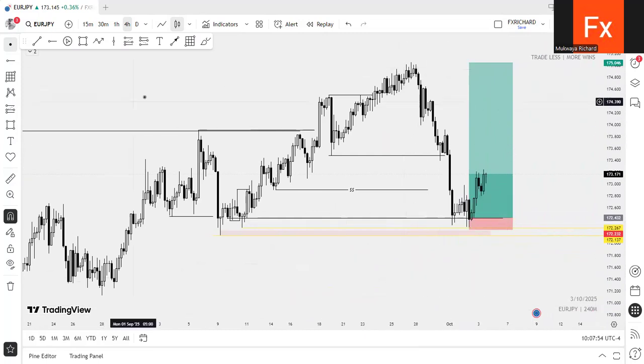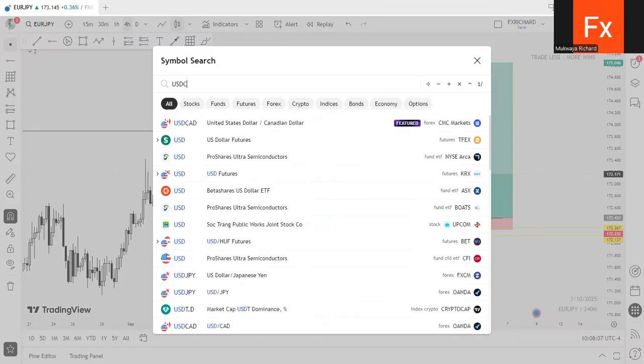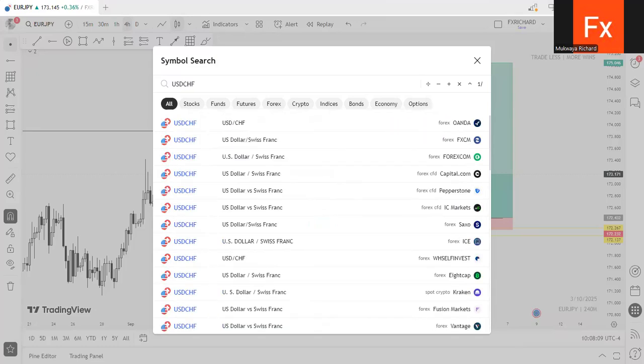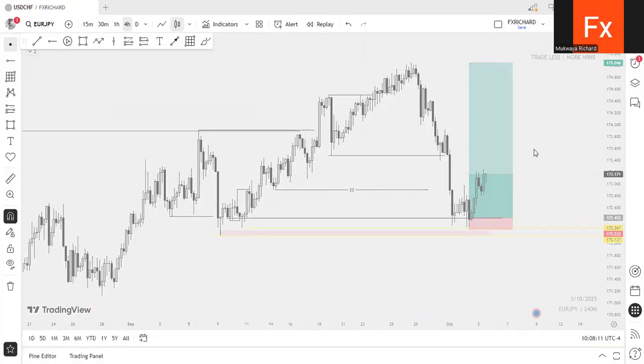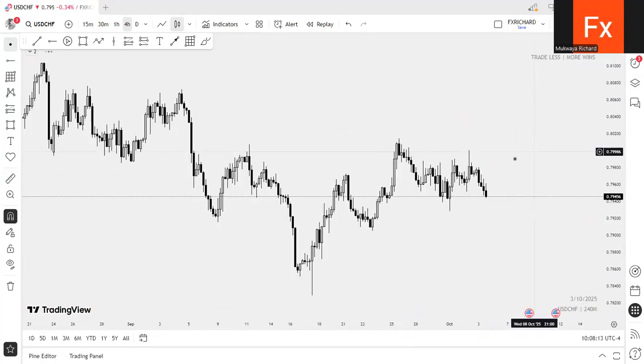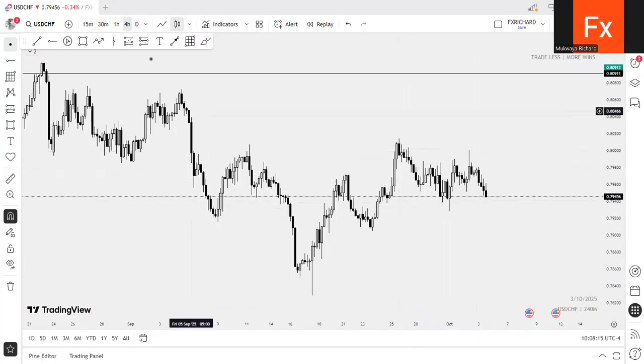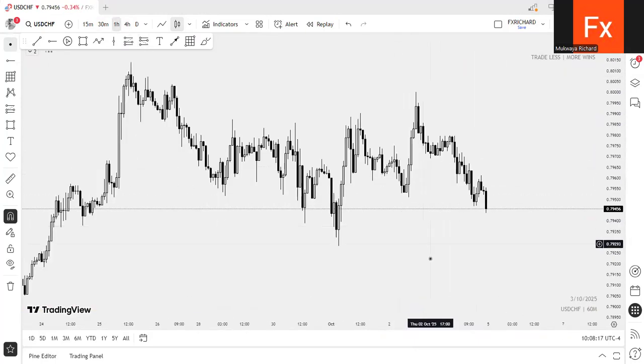This was the second trade. Then I have a third trade that is still running. I have this trade on USD CHF. Yeah, it's USD CHF. Should I use forex.com? Okay, no. Let's check H1. Yeah, you can use forex.com.